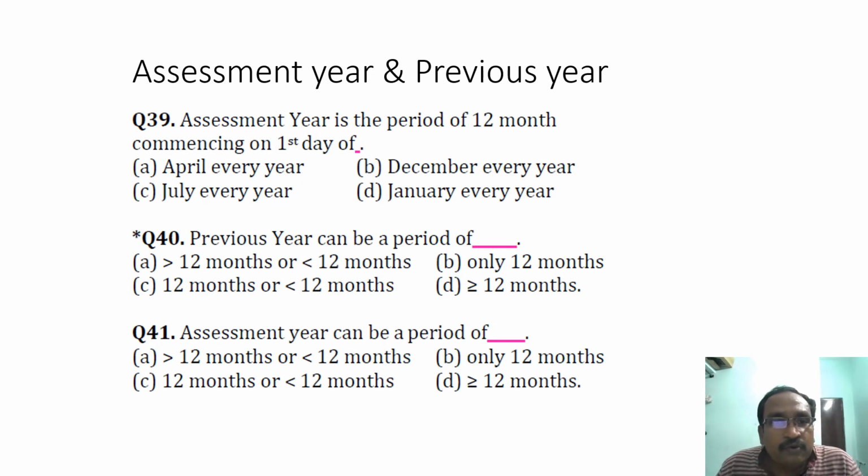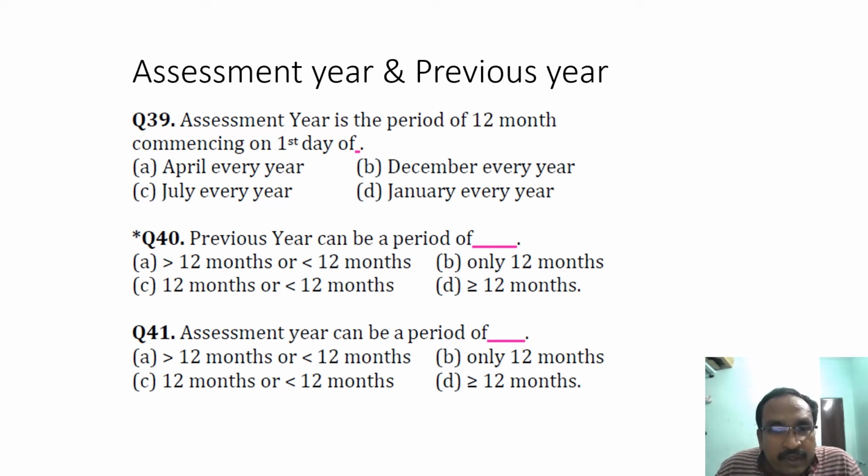And in the next example: assessment year is the period of 12 months commencing on the first day of April every year, or December every year, July every year, January every year. Yes, in India, our financial year starts from April and ends in the month of March. In other countries, they may follow different periods. December every year may be correct, or January every year, or July every year. But in India, it always starts in April and ends on 31st March.